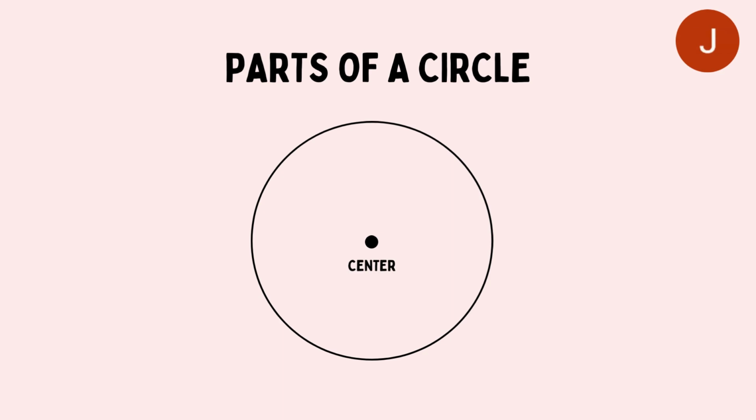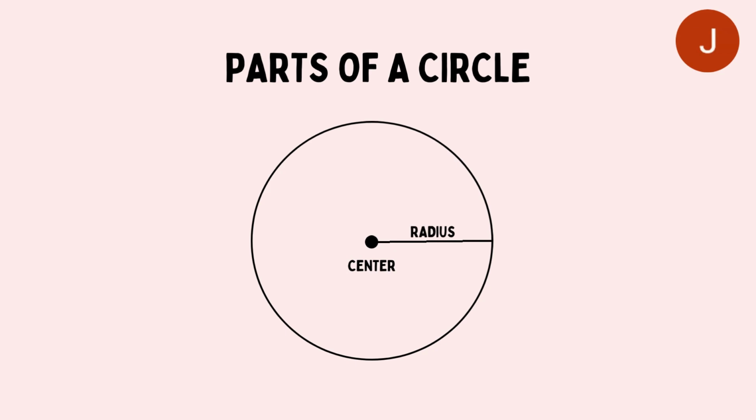We have first the center, which is the point where all of the distances from the center to any point on the circle are equal. Then, the segment joining the center to any point on the circle is called the radius.